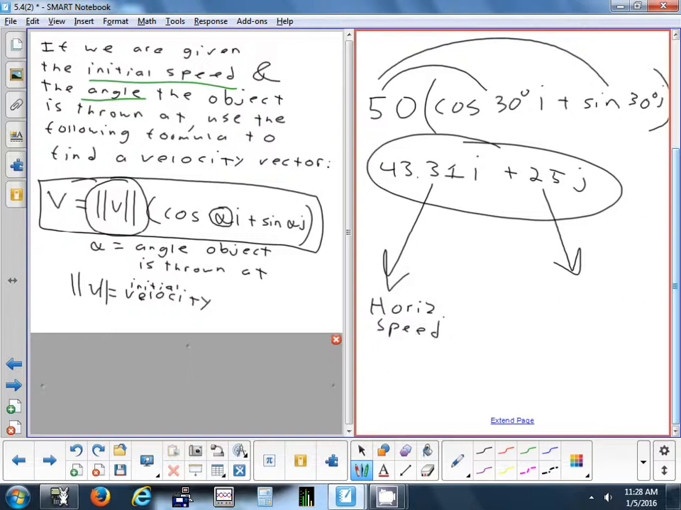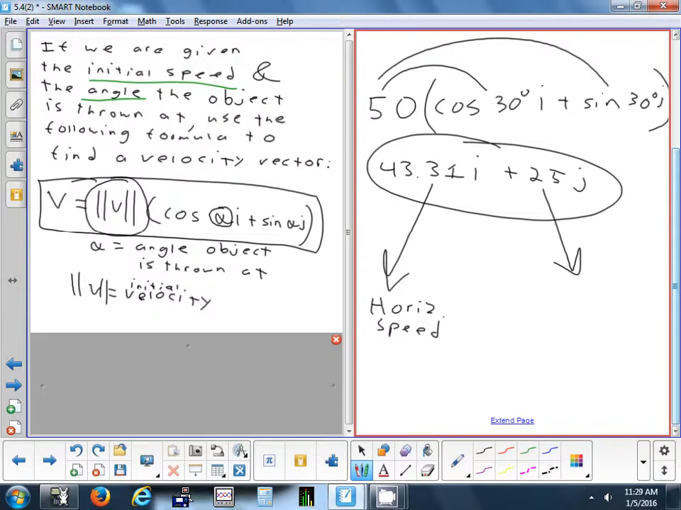In other words, if I throw this object at a 30-degree angle at 50 miles an hour to Andy, or if I just throw it straight at him at 43 miles an hour, it's exactly the same thing. It's going to take the same amount of time to get there. So this is how fast the object is coming at you. If you were to throw an object at a wall, it's how fast it would hit the wall.